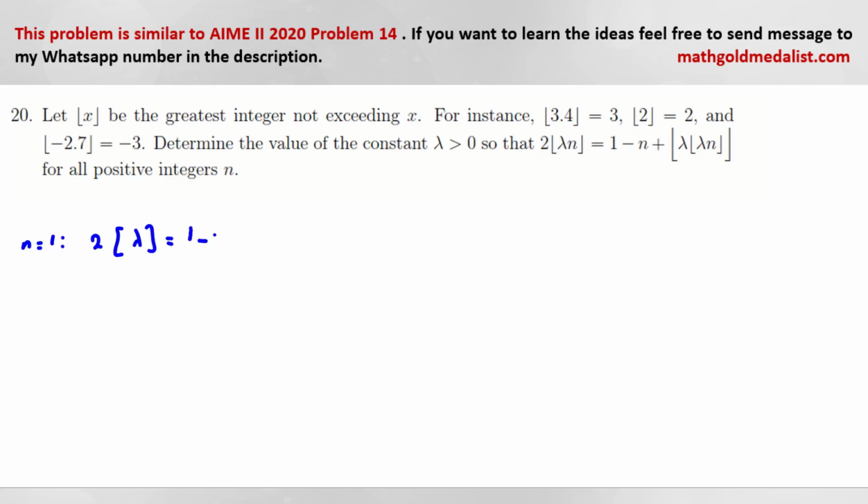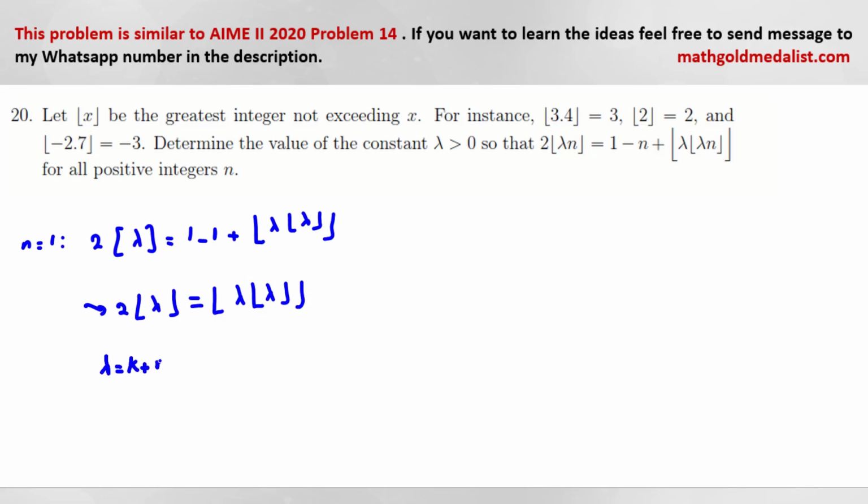Okay, so let's write 1 minus 1, right? Plus lambda times GIF of lambda, right? Right. Then we can say what? Here we can say 2, that's times this one plus this one times this one, right? Equal to this one. Then what? Oh, I let lambda be k plus r, so it becomes 2k equals GIF of k plus r times k.